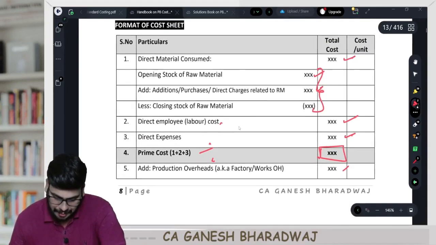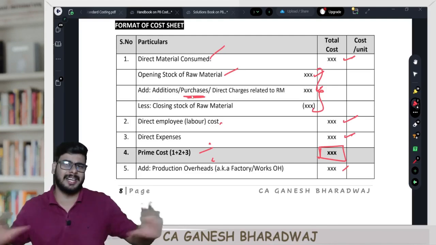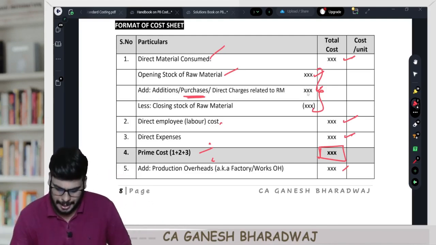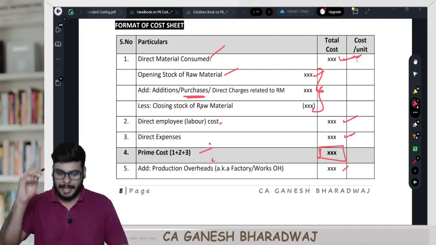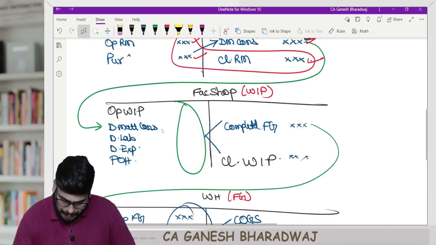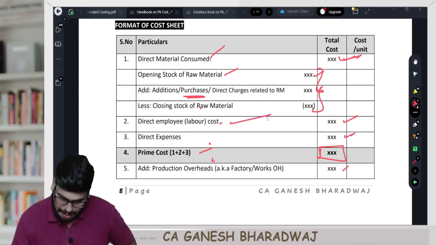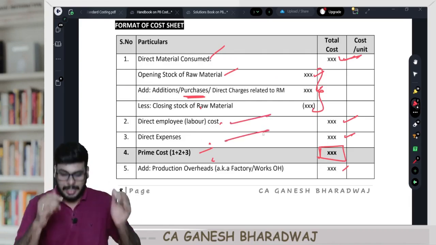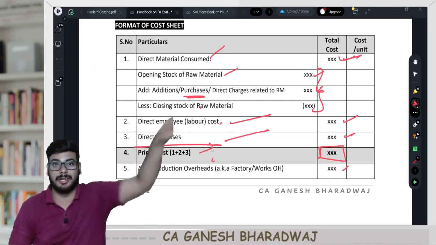Look at this. They have calculated direct material consumed. How? Opening stock of raw material plus purchases or any other expenses related to purchase of raw material, minus closing stock. If you adjust these three, you get direct materials consumed, right? Now on top of this, what have they said? Add direct labor, add direct expense. The sum total of these three is called prime cost. I told you, direct cost incurred inside the factory.